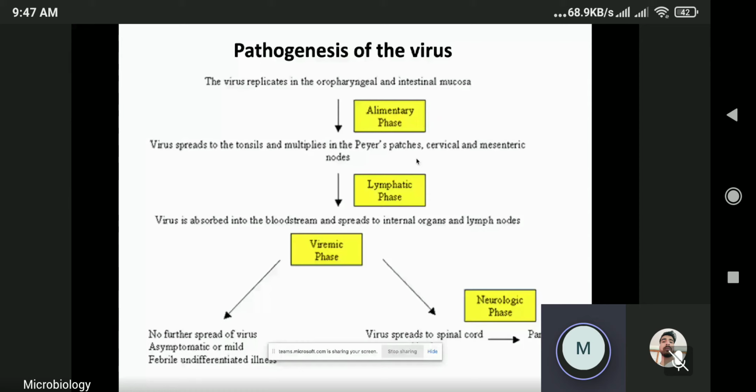Okay? And then during these multiplications, the virus spreads to the tonsil and Peyer's patches, cervical and mesenteric lymph nodes. Means the local tonsillar lymph nodes or the MALT which are present in the GI, or the lymph nodes that are present in the adjacent area of the GI. Okay, there the viruses multiply. That is called the lymphatic phase.